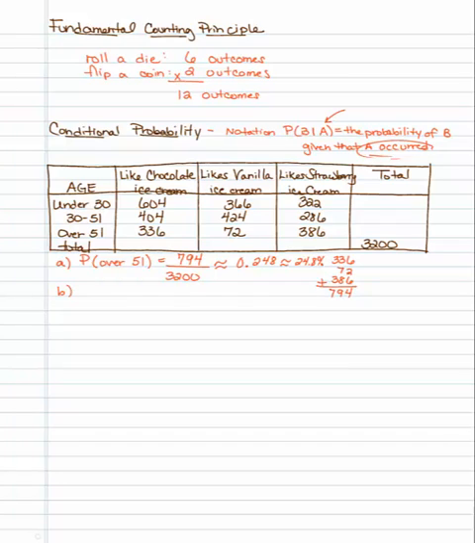Let's try the next one. Probability that someone likes vanilla. Now there's 3,200 people possible. When I look down the people who like vanilla, I'm not caring about any of the age groups. I just want to know if they like vanilla. So I'm going to be adding up 366, 424, and 72, working downward from the table: 862. You could reduce it, or you could also divide. When I divide it, I get a probability of about 0.269, or 26.9%.